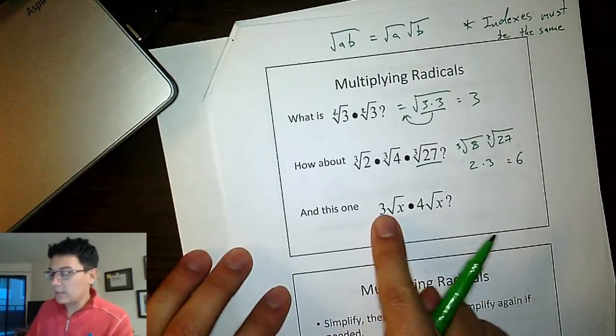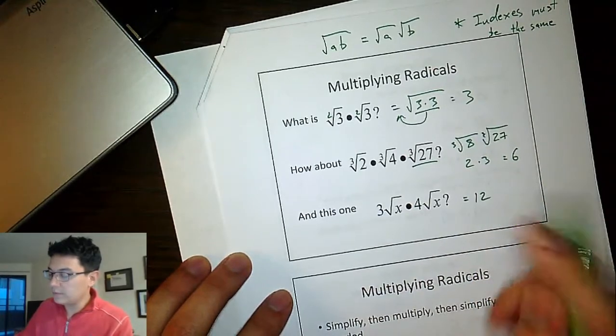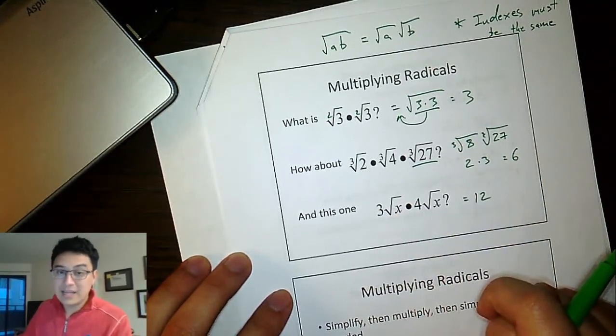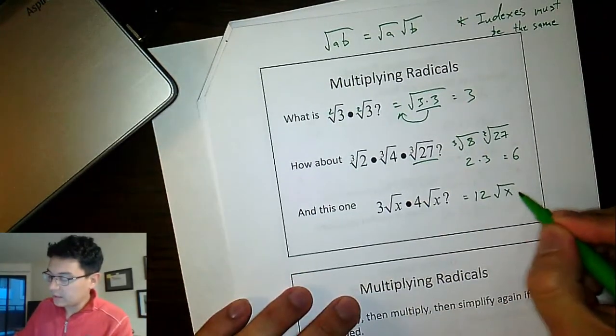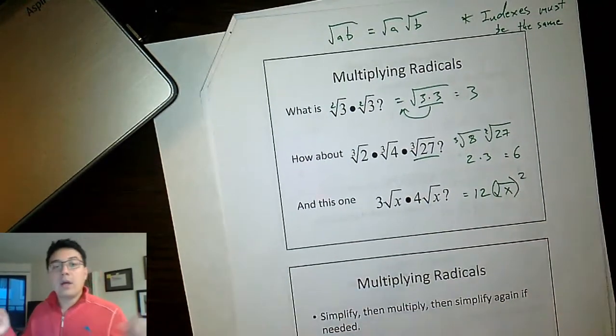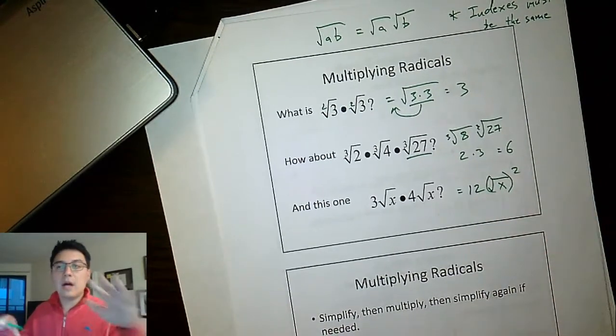This one here, again, we have the same values. 3 times 4 is going to be equal to 12. And then root x times root x. Root x times root x is just root x squared. So if you guys remember from our previous video, square roots and squares undo each other.